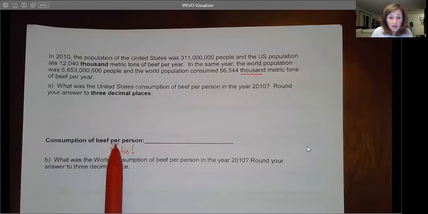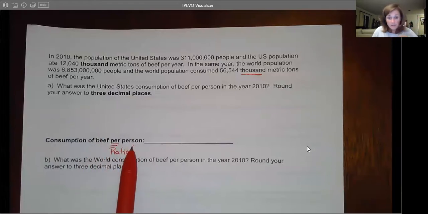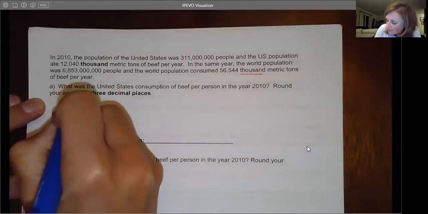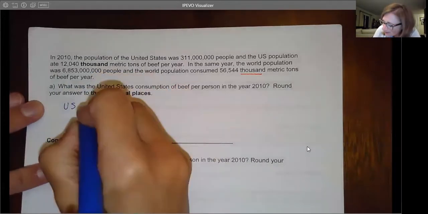So that per, remember, means divide. So we're going to be making a ratio. And this ratio is going to be a rate because the units on the top are going to be consumption of beef, and the units on the bottom are going to be people. So that's why it's called a rate. All right. So the US consumption. Put my glasses on so I can see what I'm writing.